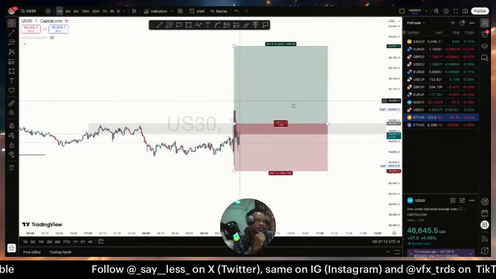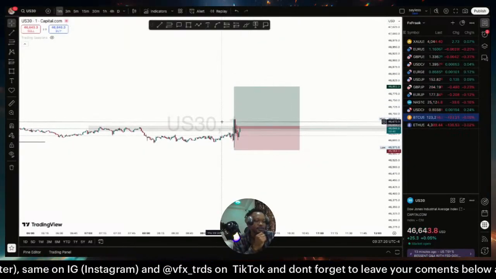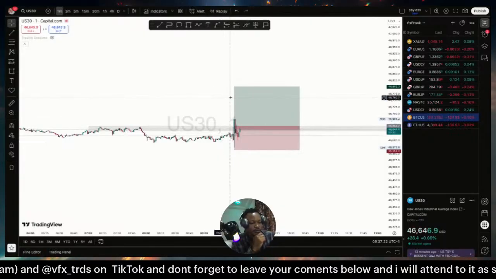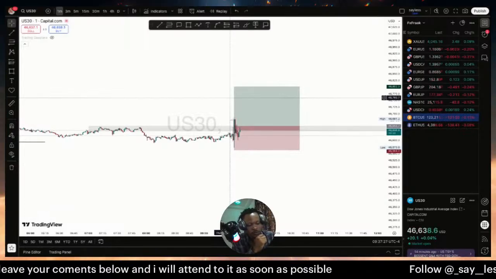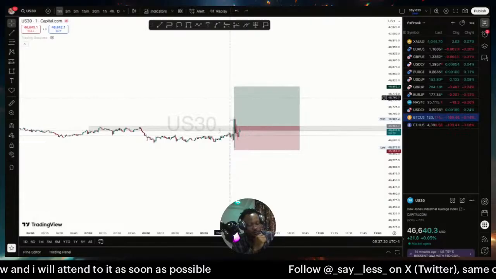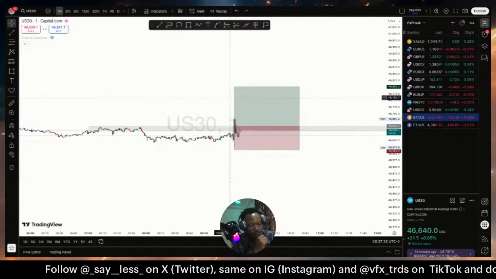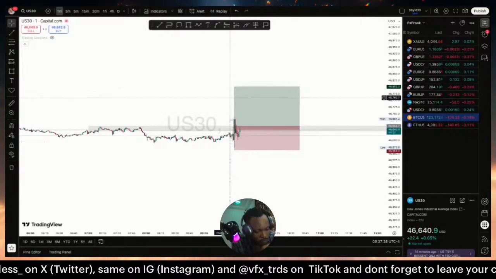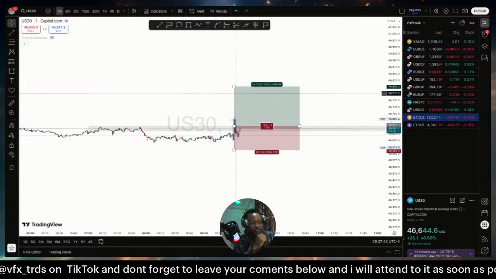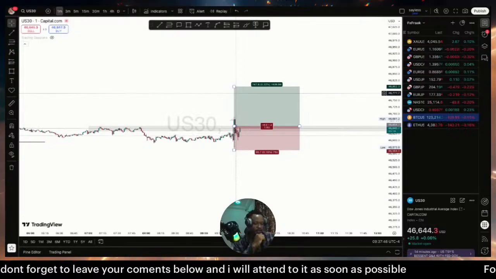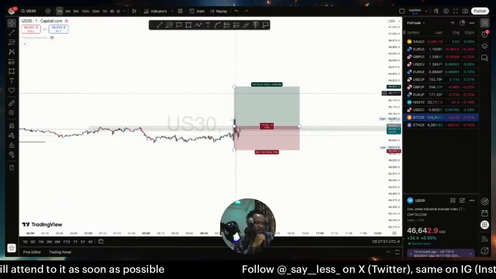So it seems like it's recovering right now, and I think the next 5 minutes will decide. Currently, it's looking good. I've even scaled in on that trade. This is what I'm looking at right now.